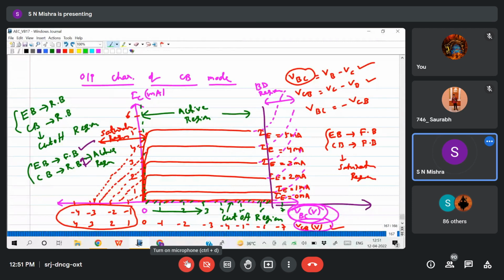So this is the input and output characteristic of common base configuration, and next class we will discuss the common emitter configuration. Any doubt you can ask me.